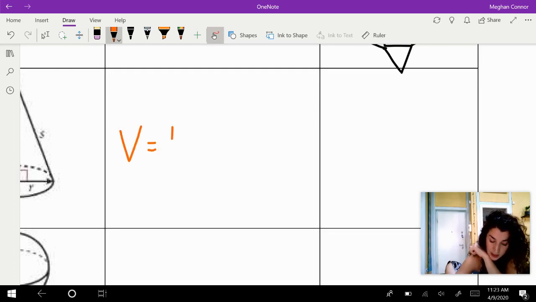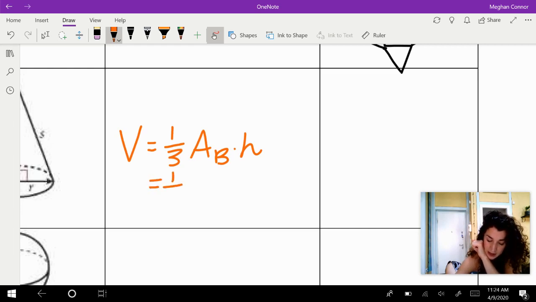It's a third because if you were to fill it with water and dump it into a cylinder that has the same sized base and the same height, it would fill in exactly 3 times into a cone of that specific shape. So it's 1/3 area of the base times the height.